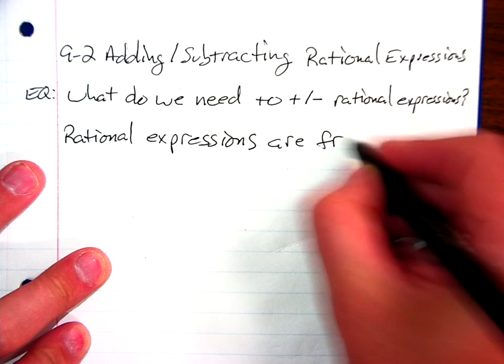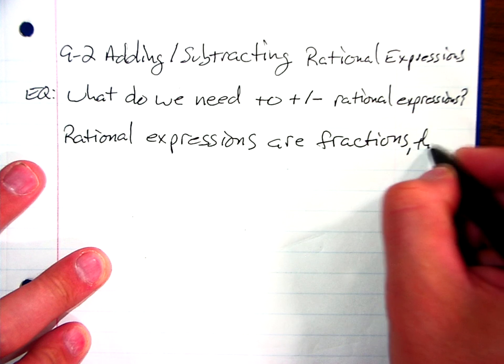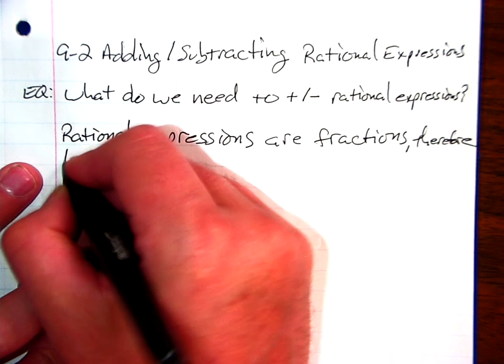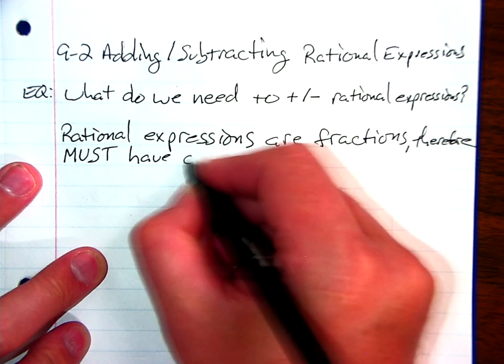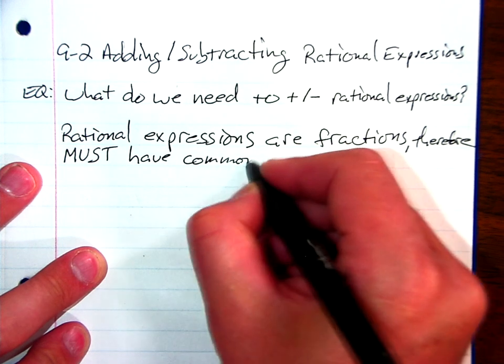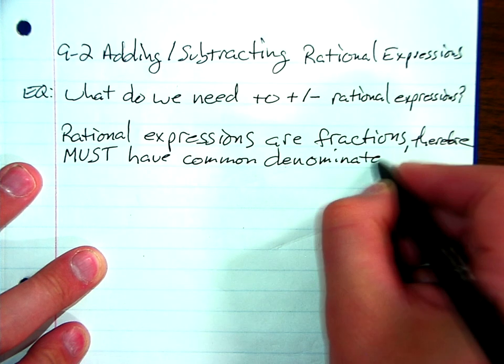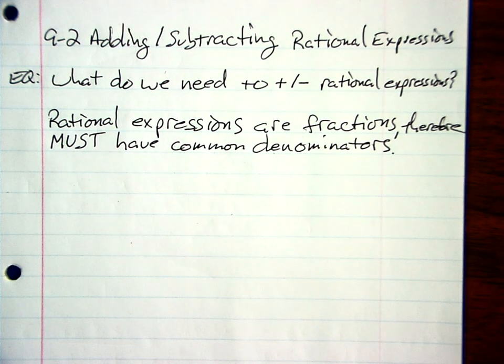Rational expressions are fractions, comma space, therefore, must, I'm capitalizing must, have common denominators. So you have to have common denominators. If you can remember that, you'll be in pretty good shape with this lesson.